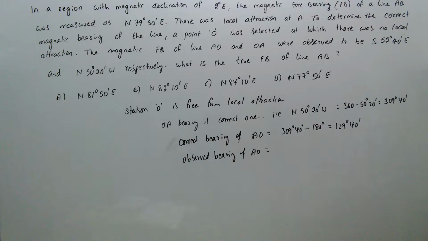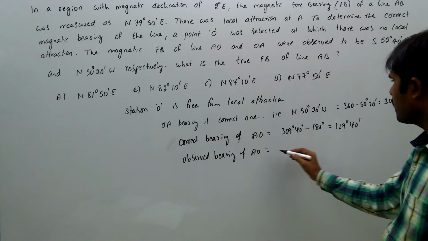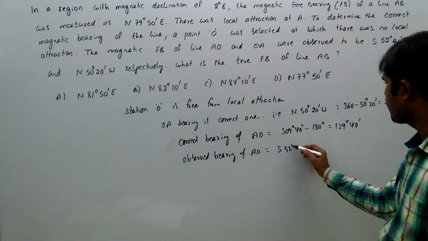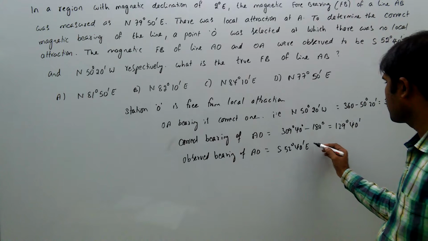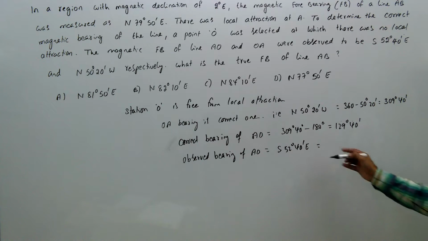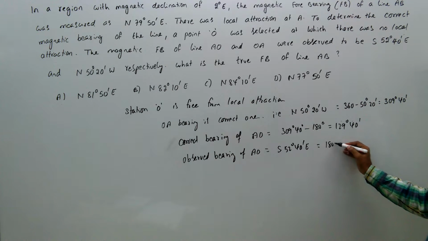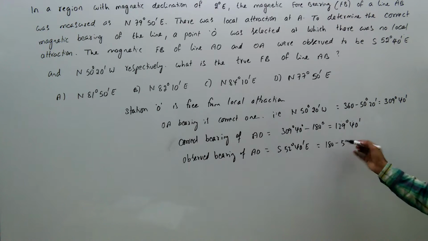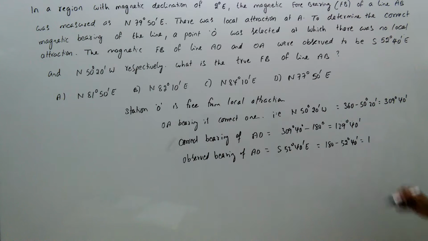Okay, this is 129 degrees 40 minutes. The observed bearing of AO is south 52 degrees 40 minutes east. Converting into whole circle bearing, that is 180 minus 52 degrees 40 minutes, that equals 127 degrees 20 minutes. This is the observed bearing.